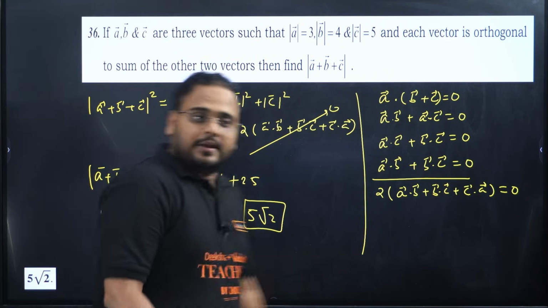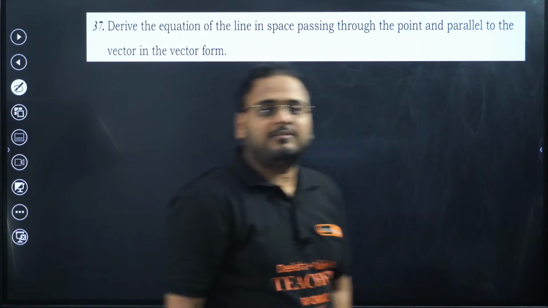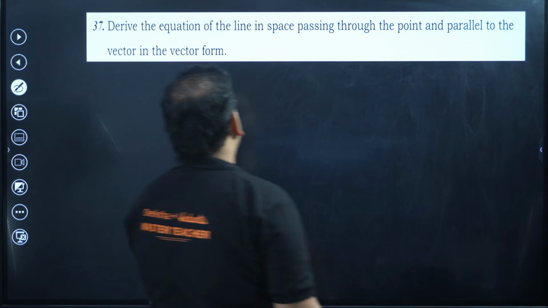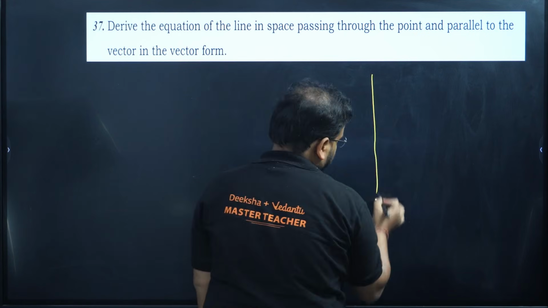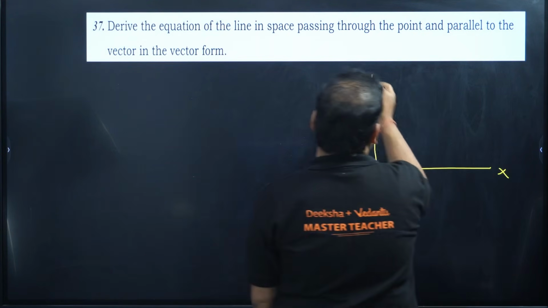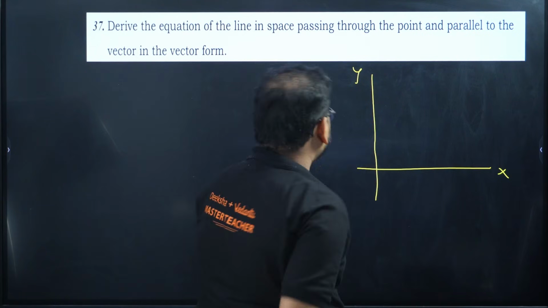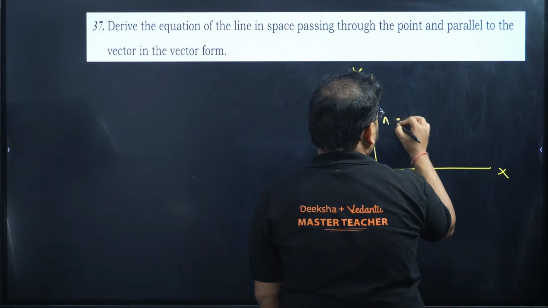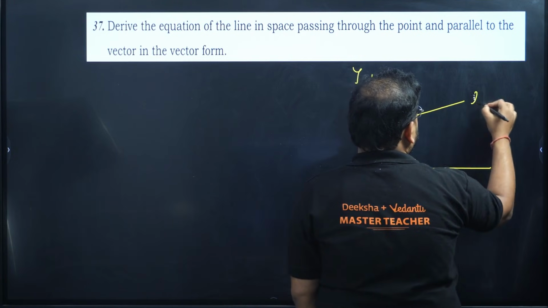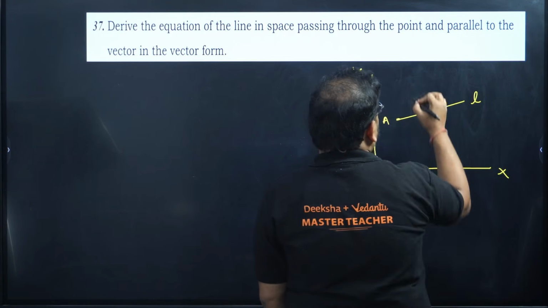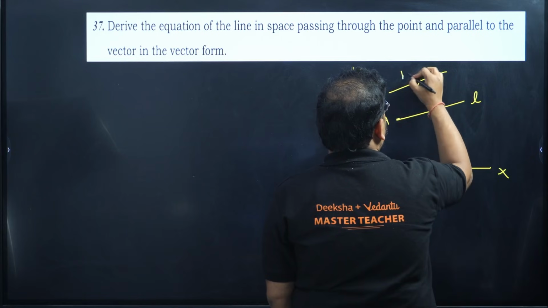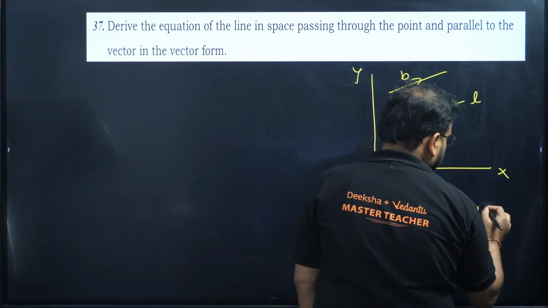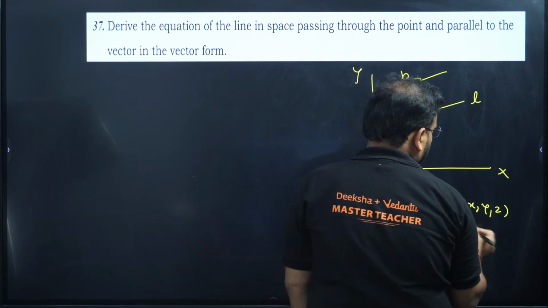Alright. Next one, 37th. Derive the equation of the line in space through the point and parallel to the vector, in the vector form. Okay. So this is a plane, xy plane. Equation of a line in space passing through a point. Let's say this is point A. The line is going like this. Let's say the line is L. And this is parallel to a vector, let's say B. And this point A's coordinate is going to be X, Y, and Z, or we can call it X1, Y1, Z1 also.